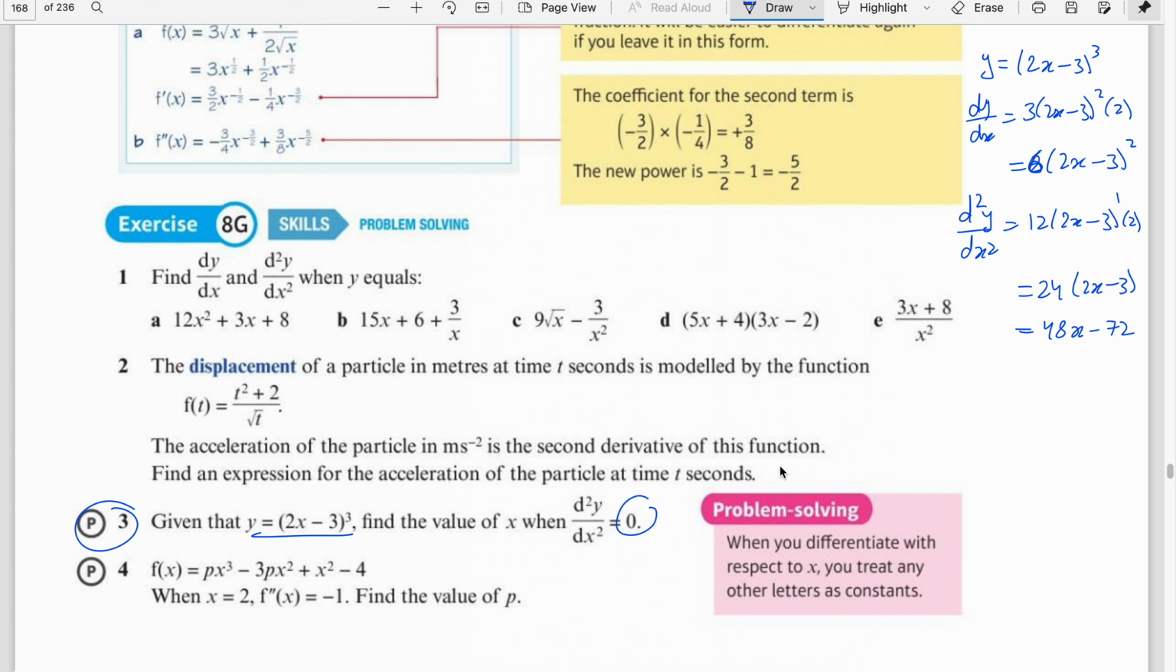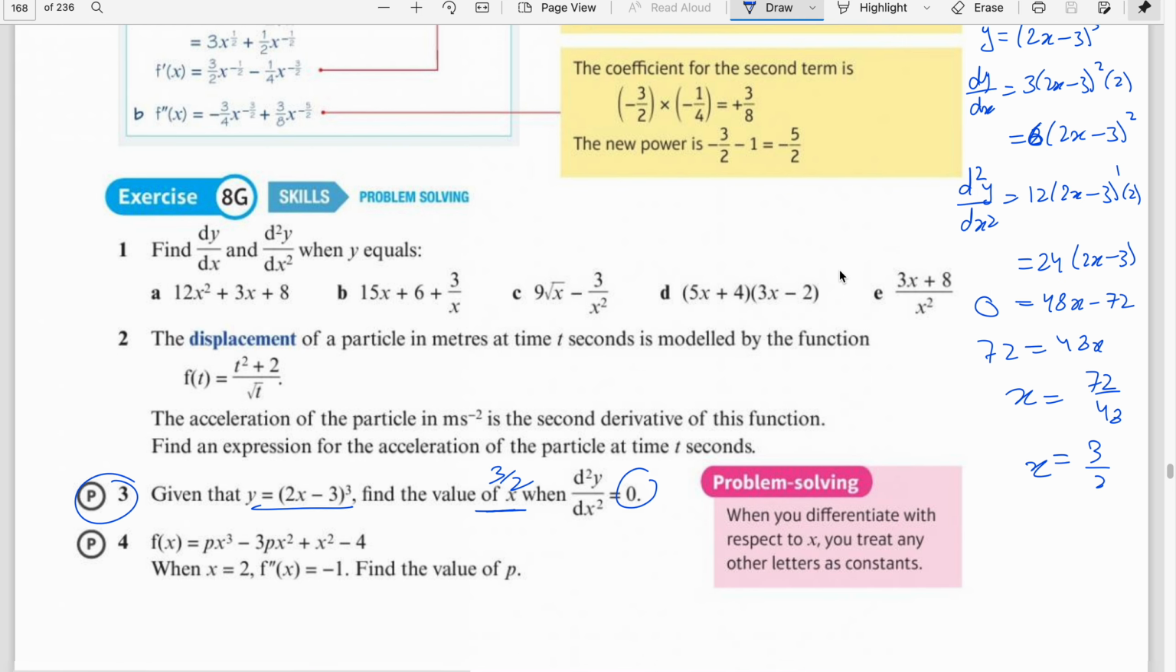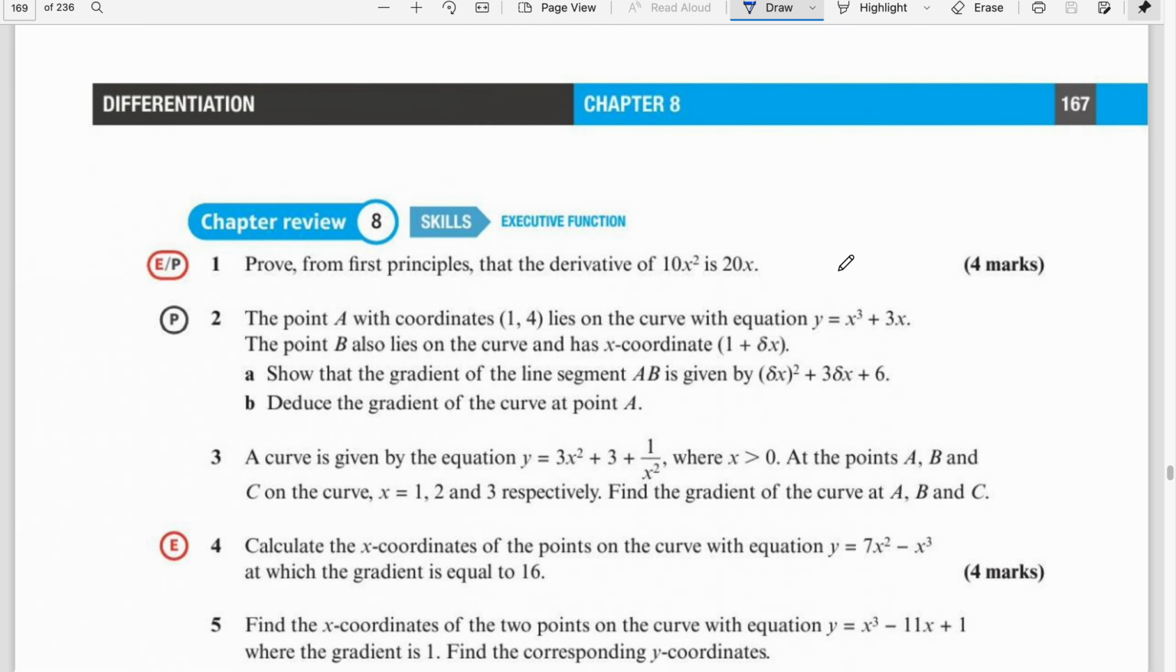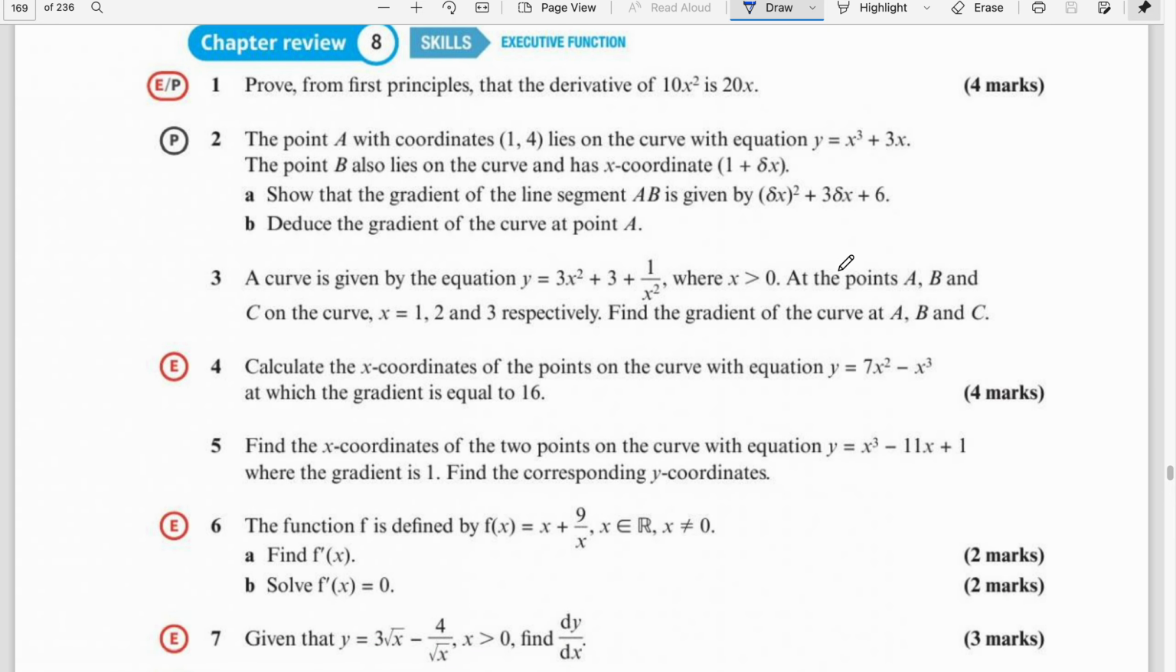And it is given that double derivative is 0. So 72 is equals to 48x. X is equals to 72 by 48. 72 by 48 is 3 by 2. Given that this, find the value of x. So that is 3 by 2. Clear? So sure, this is just the revision of the concept.